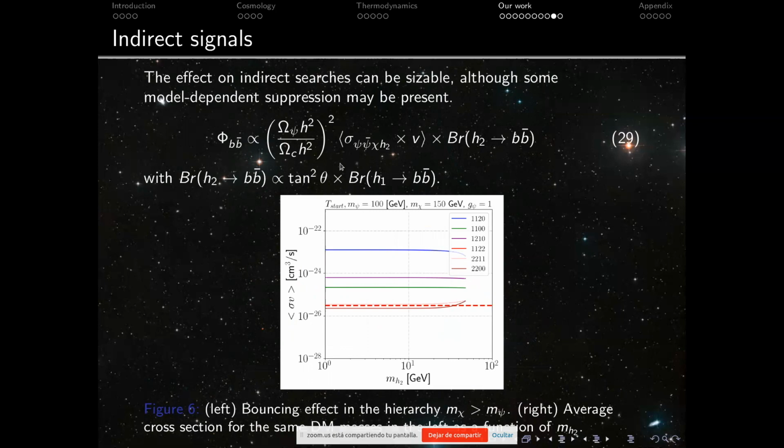Okay. So maybe for indirect detection, the prospects are not that good, because you say you have a big cross section, but we also have big suppression, this ratio squared and also the branching ratio. Yeah, we are seeing that this type of cross section, from this high value, assuming that it gives you the correct relic abundance, after all these factors will decrease your cross section by four or five orders of magnitude. Yeah, so maybe we are in that situation.